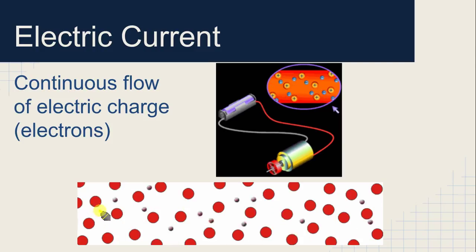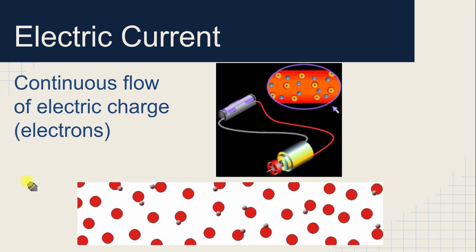As electrons travel through a wire, they are going to move, and it is that moving of the electrons that gives us electricity. You notice in both of these pictures we have the tiny electrons traveling past the larger protons. This is electric current.